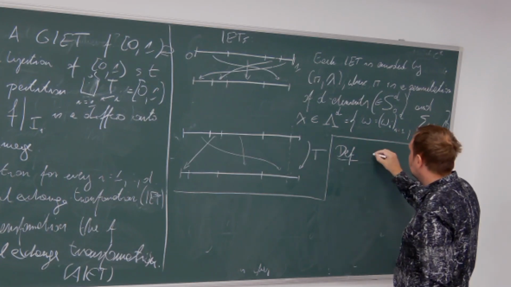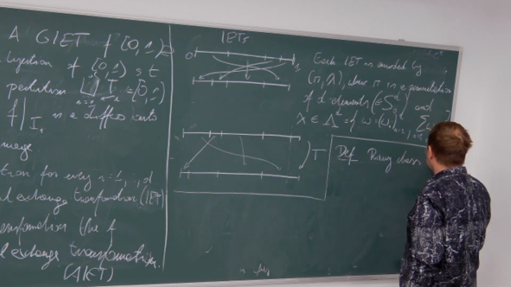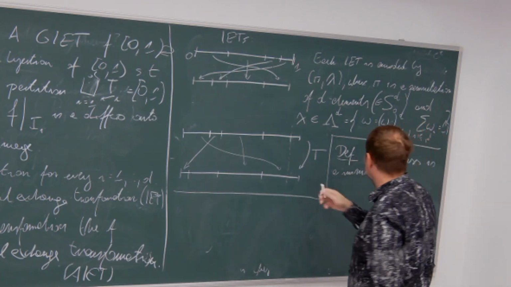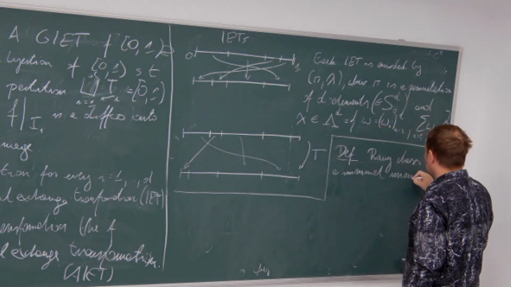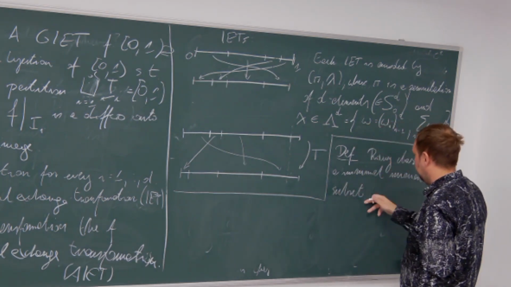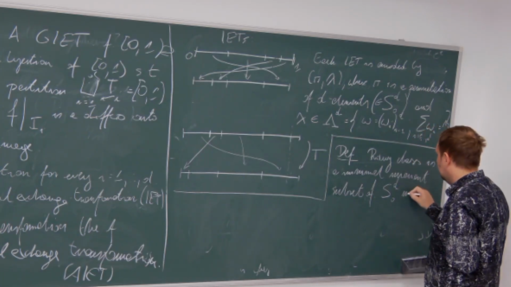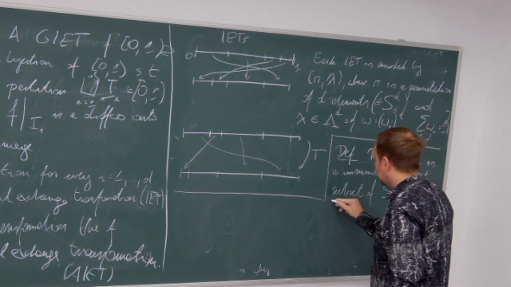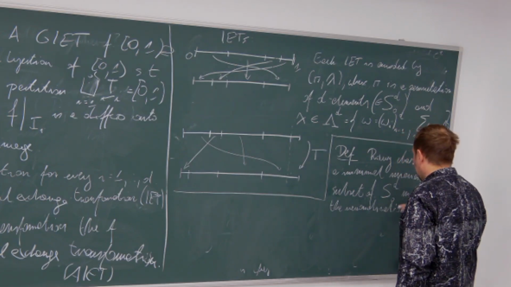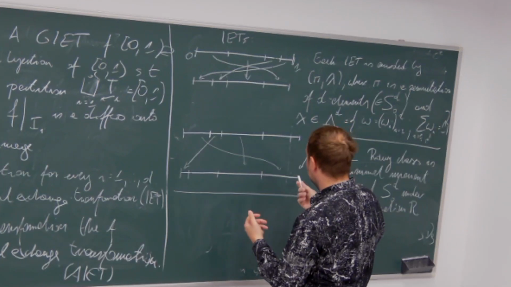Okay, so now I will say, definition. A Rauzy class is a minimal invariant subset of S_0^d under the renormalization. The renormalization, I mean this process exactly. I didn't give it a name, sorry for that.